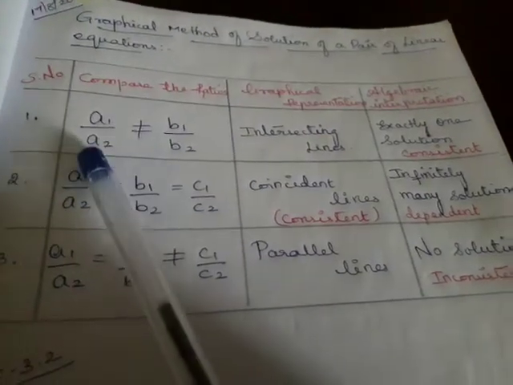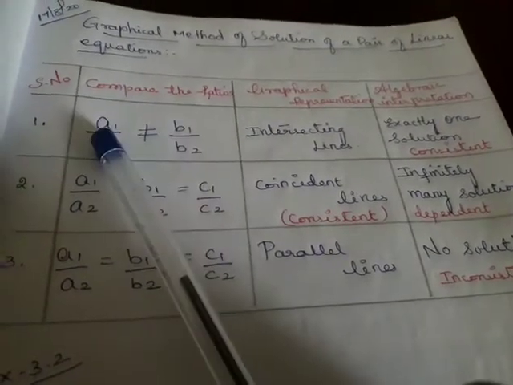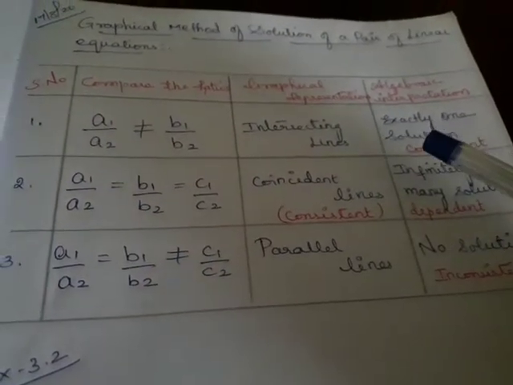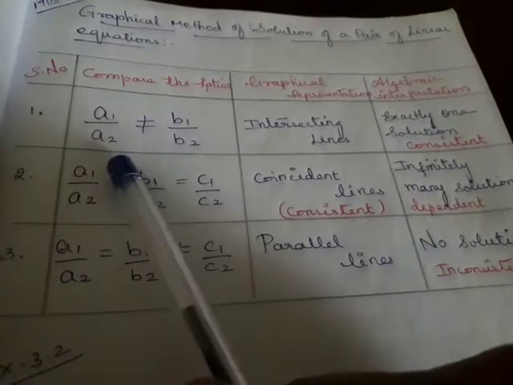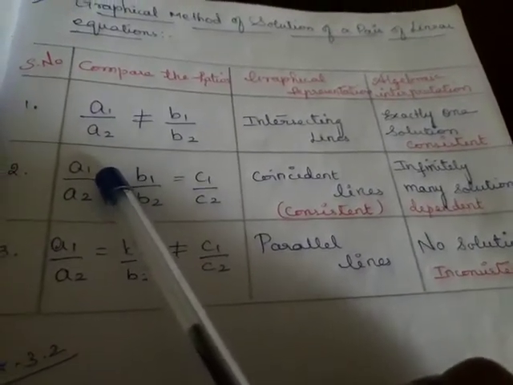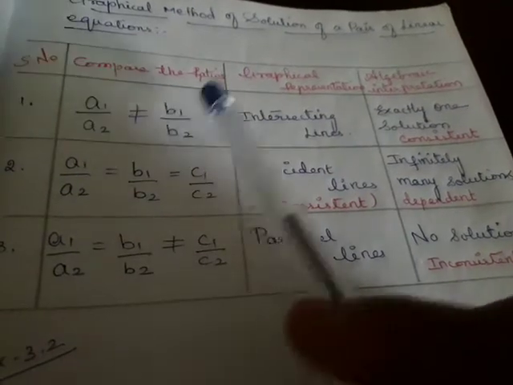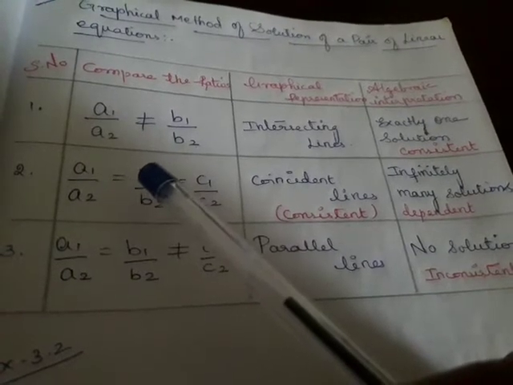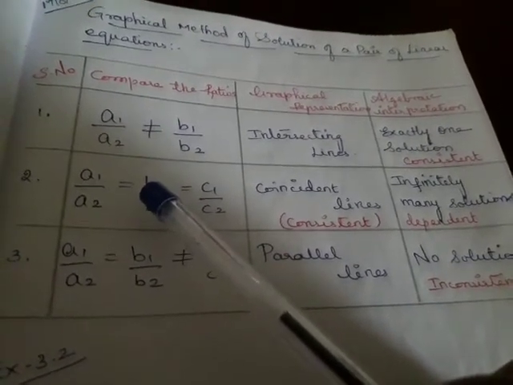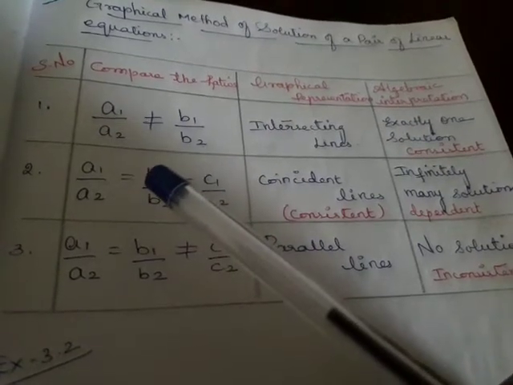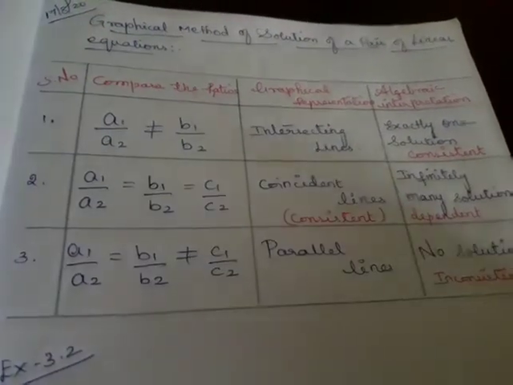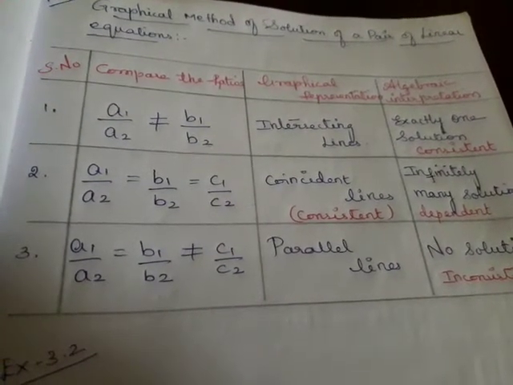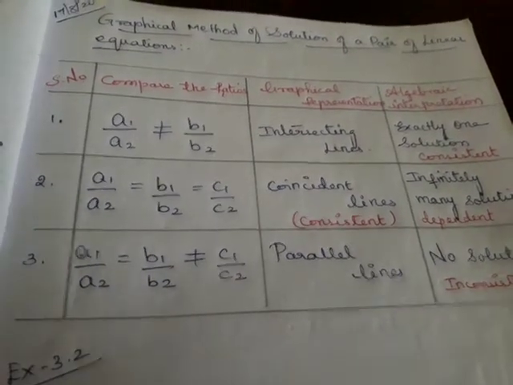So first one, on comparing the ratios itself, we can see the graphical representation and the algebraic interpretation based on it. And if you remember all these things, we can easily conclude the problem, right? So we know what a1, a2, b1, b2, c1, c2 are, right? When we talk about a pair of linear equations, how will you express it in general form? First equation as a1x plus b1y plus c1 equals 0, and the second equation will be a2x plus b2y plus c2 equals 0.